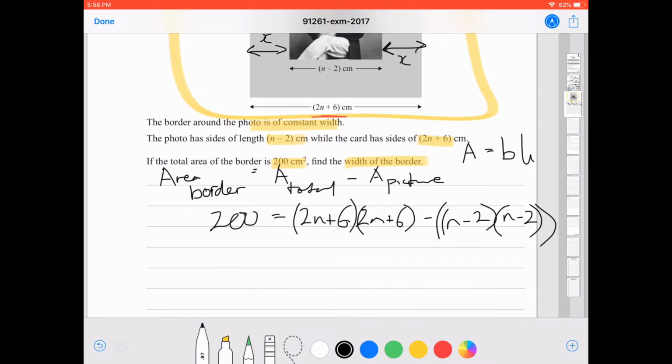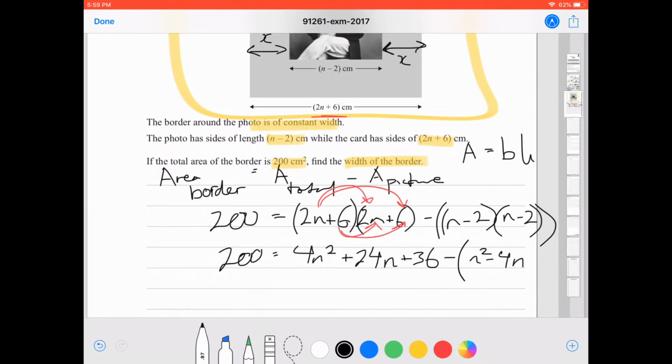Now, when I talk about expanding brackets, you've got the FOIL method, so we're multiplying first, outer, inner, and last. And so looking at our first bracket here, we can say obviously 200 equals 4n squared. The b term is 2ab, so 24n, I believe, and plus 36. And we'll keep our minus sign, and we'll chuck everything inside brackets. So we've got n squared minus 4n plus 4.